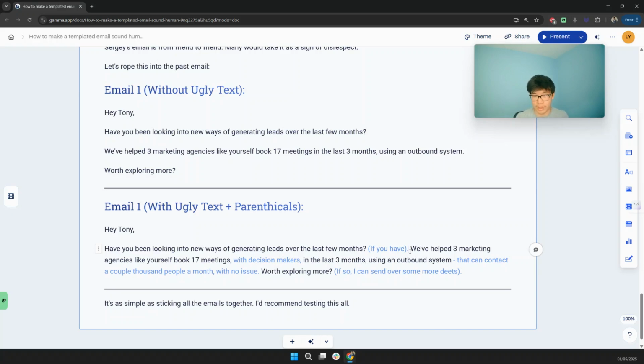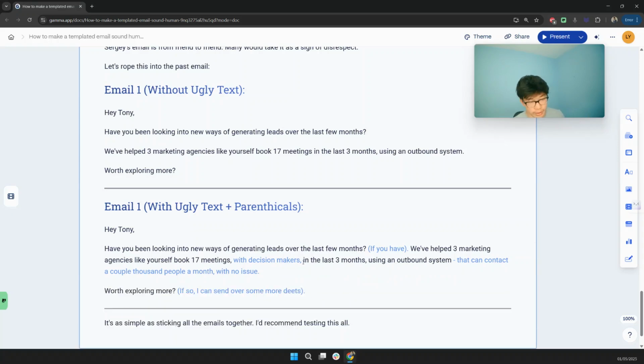That's all it takes. We've helped remarketing agencies like yourself book 17 meetings with decision makers in the last 3 months, using an outbound system that can connect a couple thousand people per month with no issue. And if this was me, I would probably put a new line here like this. So now the CTA is cleared off the rest of the line, and there's the big chunk that looks like it's written by a human, and then a spare CTA.